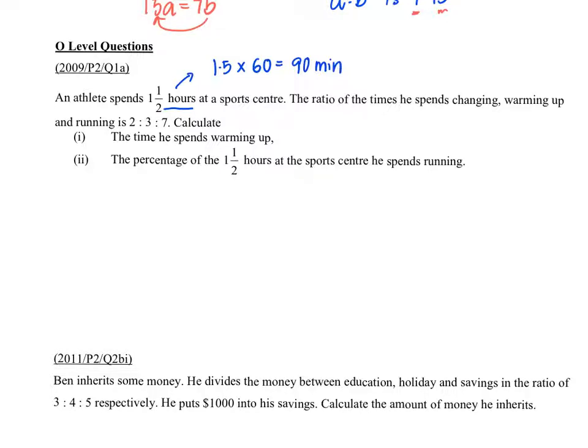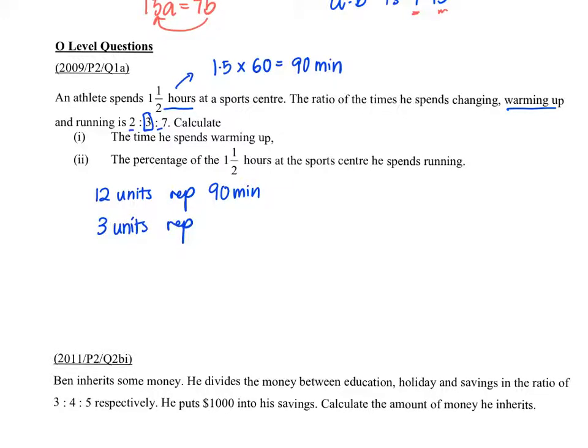Now I have a total ratio. This 90 minutes is the total time he spent. So I have 2, 3, and 7. The total number of units will be 2 plus 3 plus 7, and that gives me 12 units. So 12 units represent, please do not use the equal sign, it is a proportion, okay? So 12 units represent 90 minutes. Find the amount of time that he spends warming up. Changing, warming up, and running. So warming up is 3. So I'm going to look for 3 units.